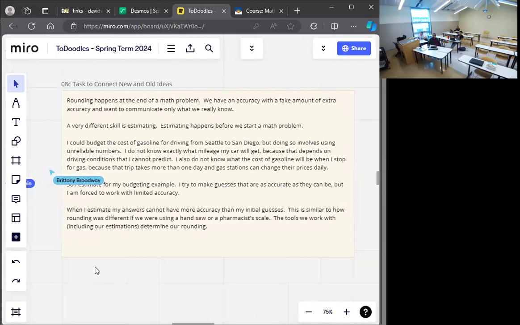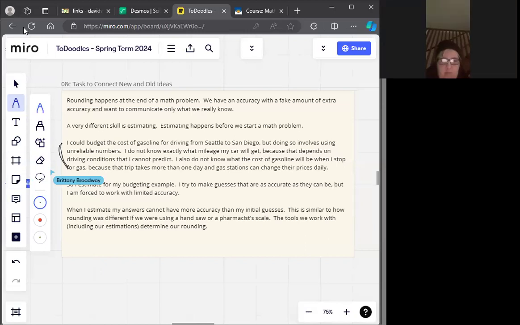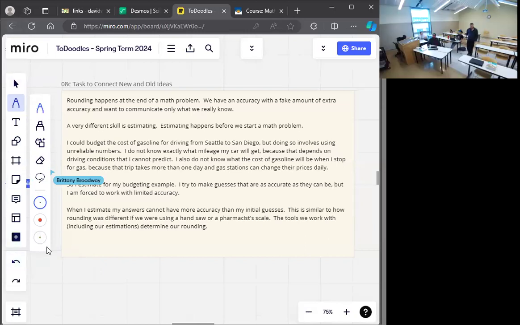So if I'm trying to drive from Seattle to San Diego, then I have some unreliable numbers. I don't know exactly what mileage my car will get. It depends on driving conditions and traffic and going up or down hills and so on. I don't know the cost of gasoline. I could look it up today, but if I'm doing a 2 or 3 day trip, it might change while I'm driving in different towns. So whenever you are trying to do math but don't actually know the numbers, you have to estimate.